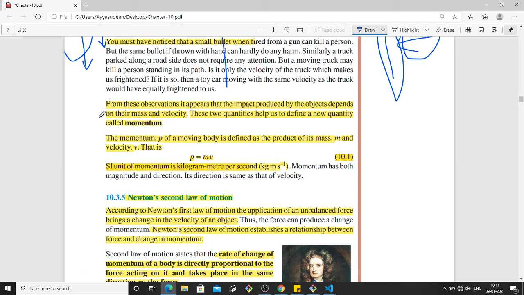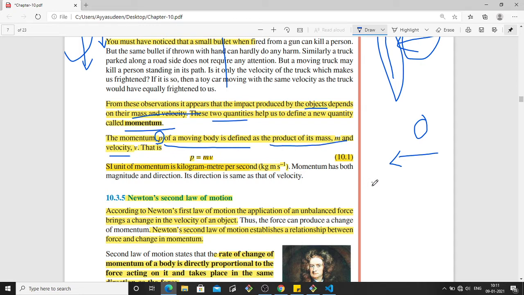And from these observations, we can understand that an impact produced by the object depends upon their mass and velocity. So mass is there, and the next one is velocity. These two quantities help us to define a new quantity called momentum. So what is momentum? Momentum is denoted by small p. The momentum of a moving body is defined as the product of its mass and velocity.